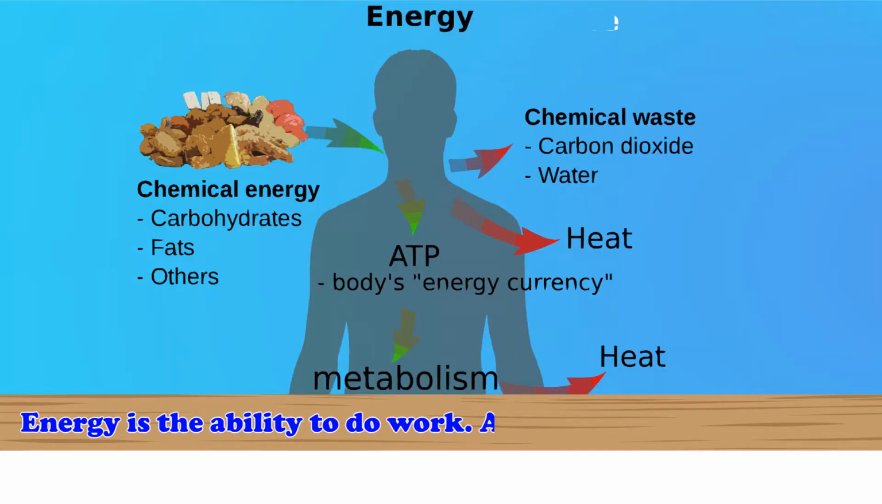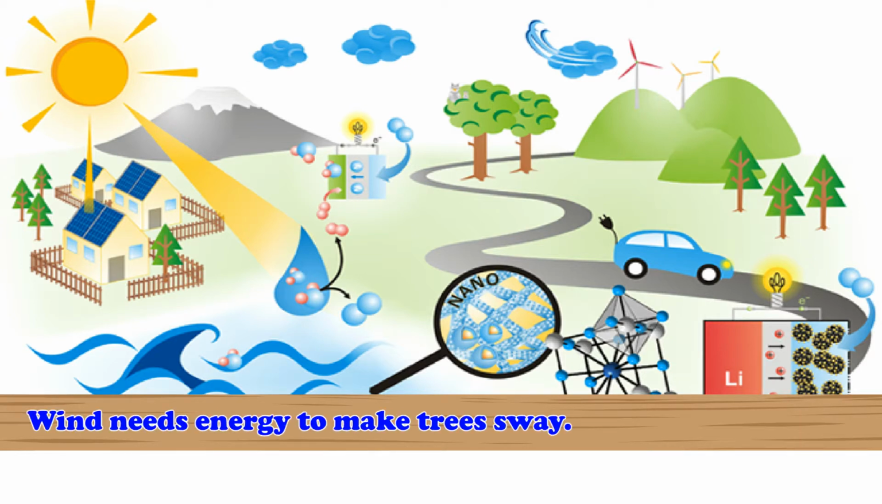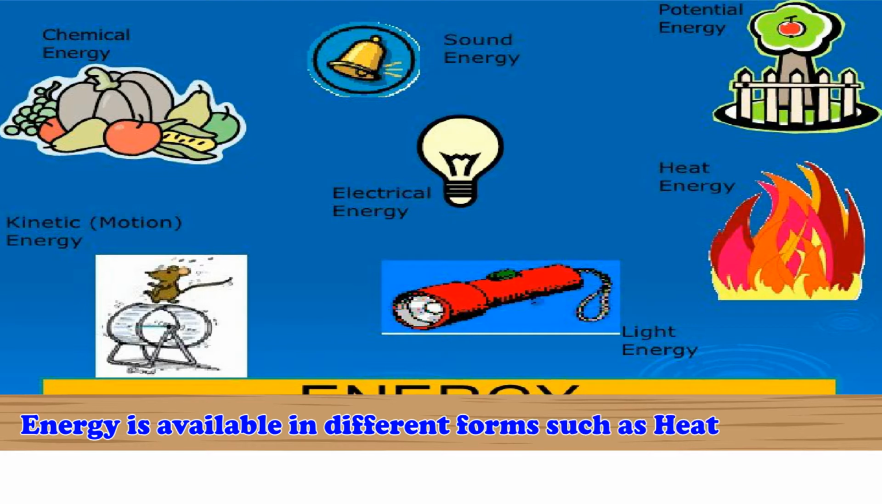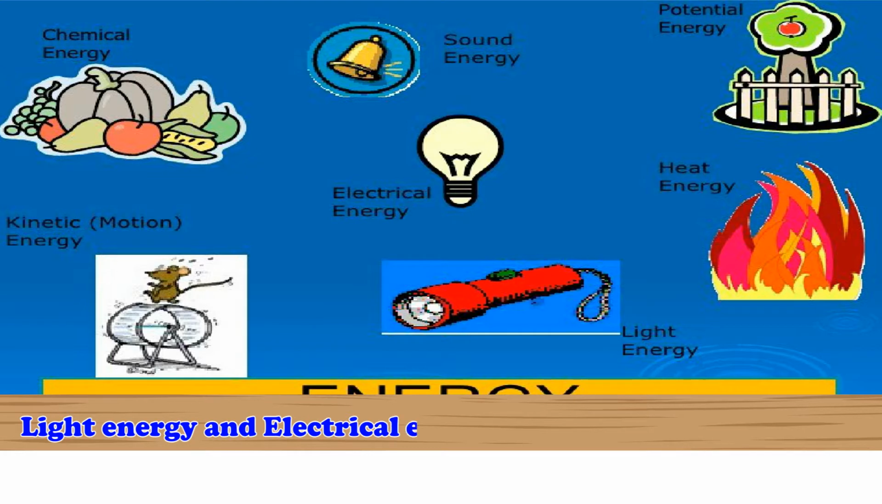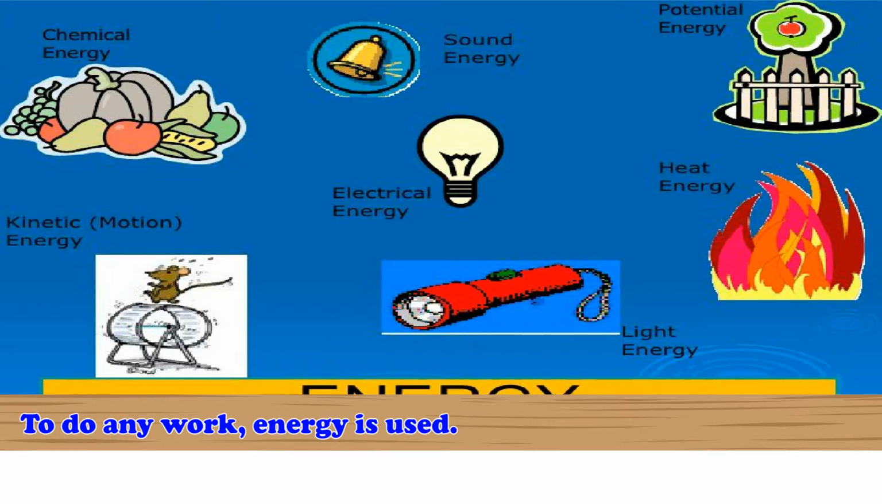Energy. Energy is the ability to do work. A car needs energy to move. Wind needs energy to make trees sway. Energy is required to change matter. Energy is available in different forms such as heat energy, light energy, and electrical energy. Capacity or ability to do work is called energy. To do any work, energy is used.